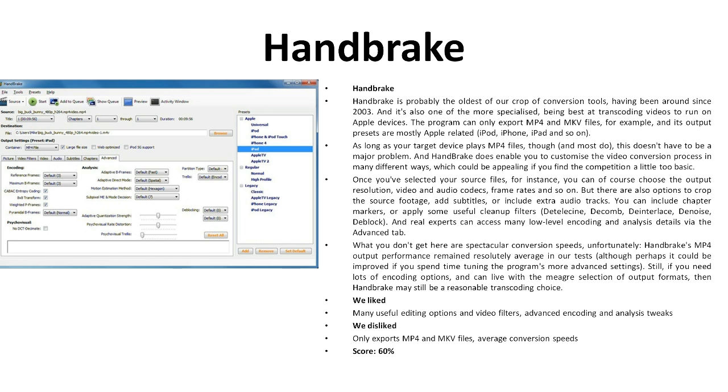You can include chapter markers, or apply some useful cleanup filters to telecine, decomb, deinterlace, denoise, deblock. And real experts can access many low-level encoding and analysis details via the Advanced tab. What you don't get here are spectacular conversion speeds.